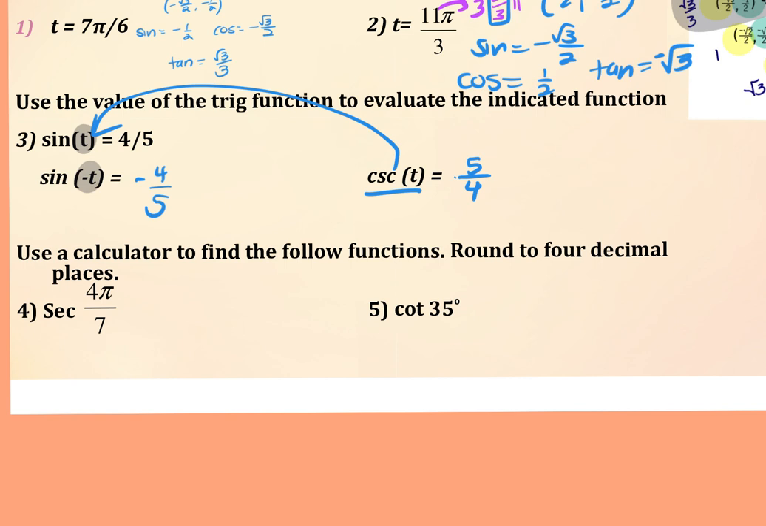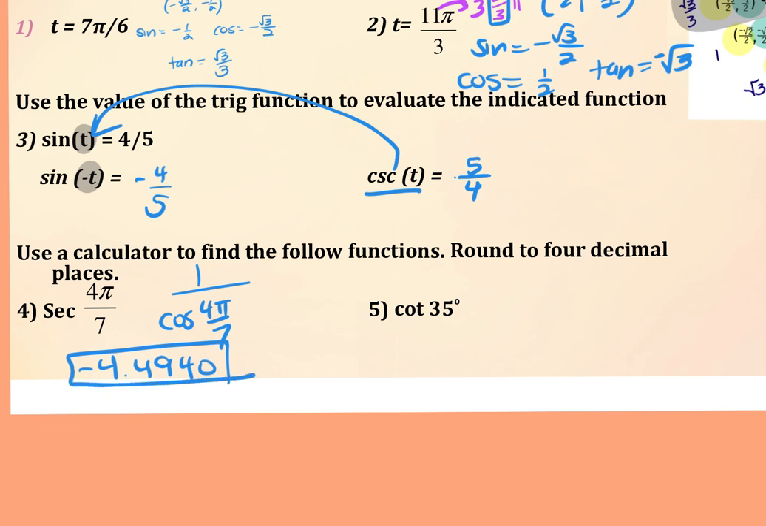So for number 4, what mode do I need to be in? Radians. There's no degree symbol there. This would be 1 over the cosine of 4 pi over 7. Cosine, and I get negative 4.494. Oh, it says 4 decimal places. 4.493. Oh, the 9 would bump. 4.494.